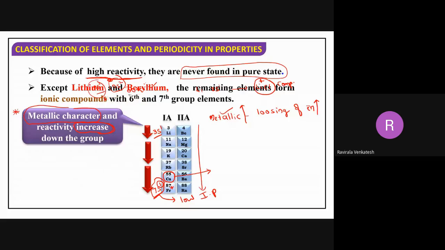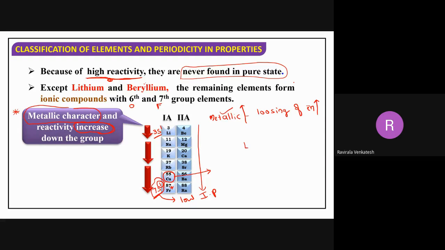Now there is this statement. Let me see what this statement is again. Now in this statement, except lithium and beryllium, the remaining elements form ionic compounds with 6th and 7th group elements. 6th means nothing but the oxygen family. 7th is nothing but the fluorine family. So lithium and beryllium will form covalent bonds.